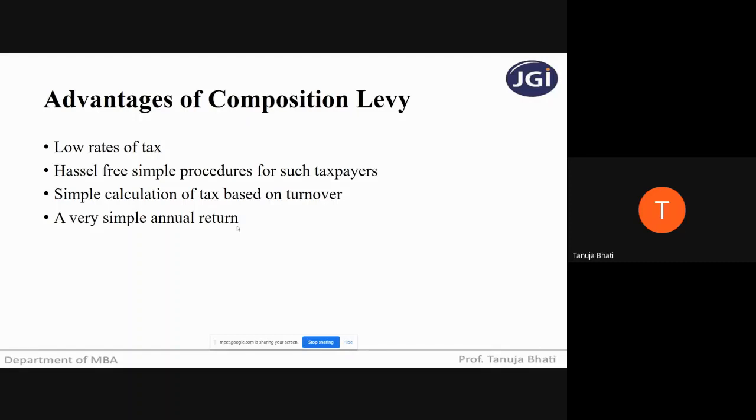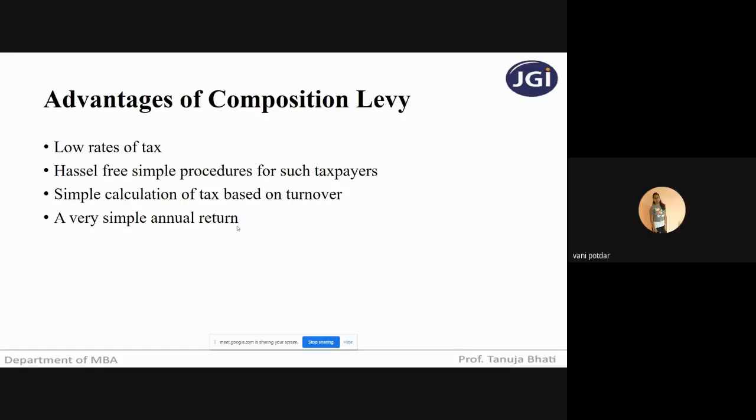So is this clear, students? Yes. Did everyone understand what is composition levy? Who can opt for composition levy? Yes, students. Yes, ma'am.